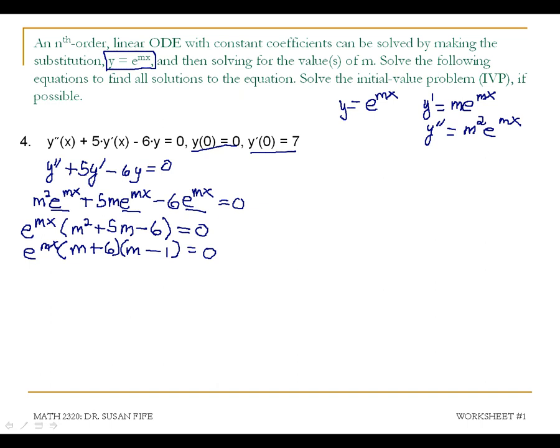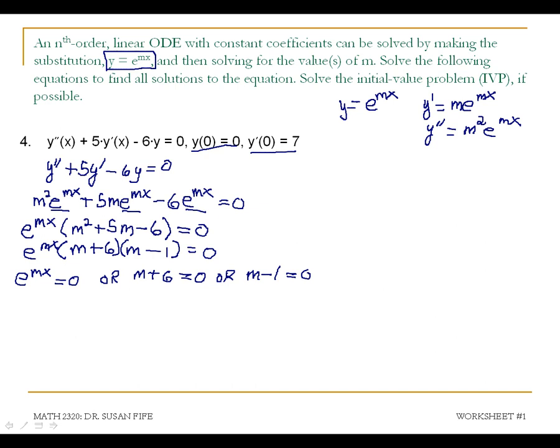So I have a zero factor property that says that if I have numbers multiplied together to give me 0, then any one of those numbers could be 0. And so using that zero factor property, I'm going to get three equations. E to the mx equals 0, m plus 6 equals 0, or m minus 1 equals 0.